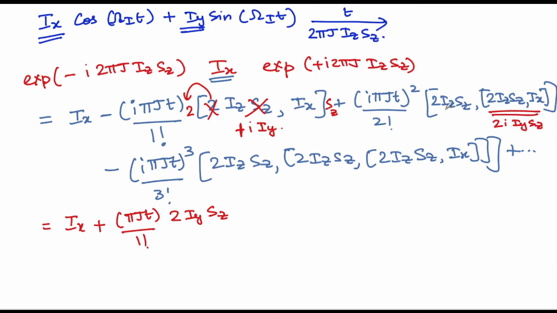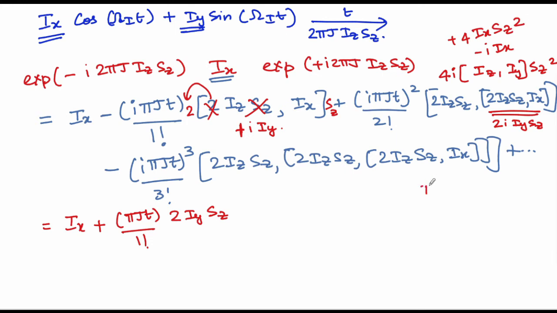Similarly, you have a 2 Sz on both of these, so therefore you're going to get a common 4 Sz square, and you're going to have a commutator, which of course has an i also here, times Iz comma Iy. So this is going to be nothing but minus i Ix. So you end up getting something like minus 4i square, which will be plus 4 Ix Sz square. So what is Sz square?